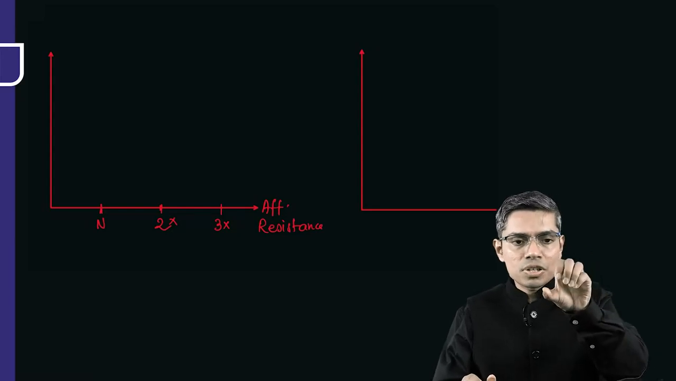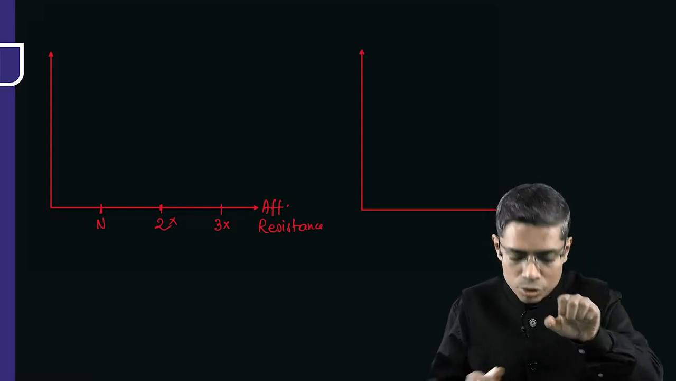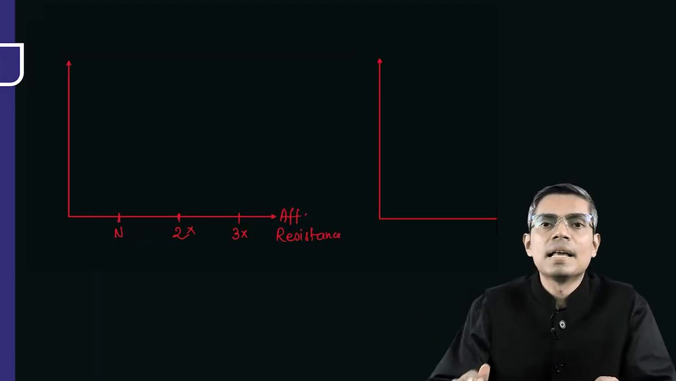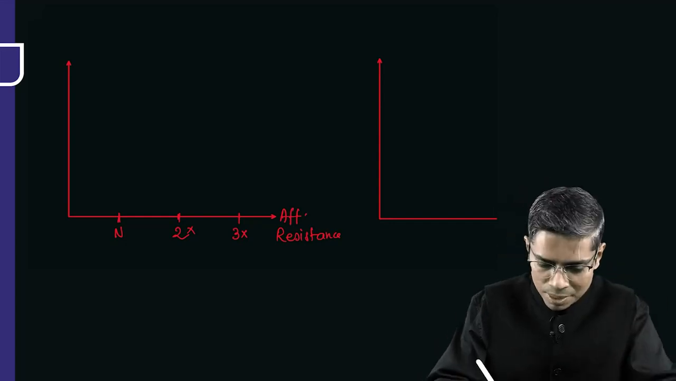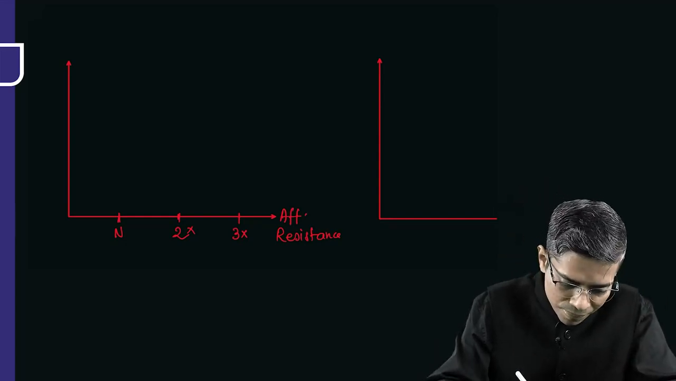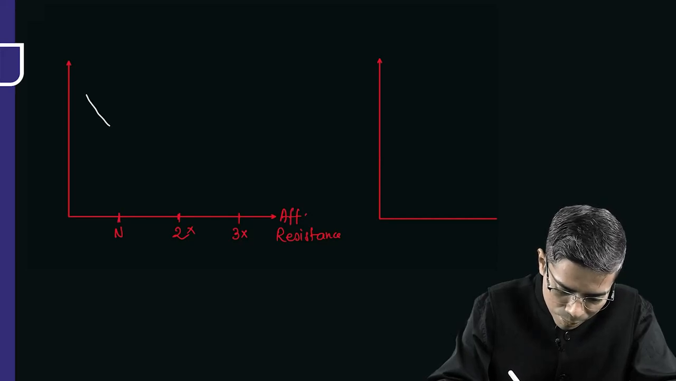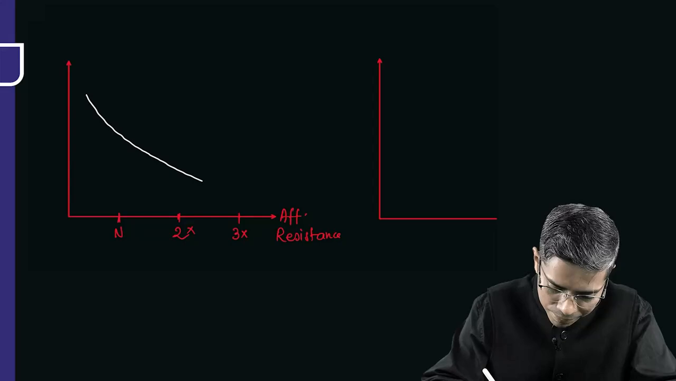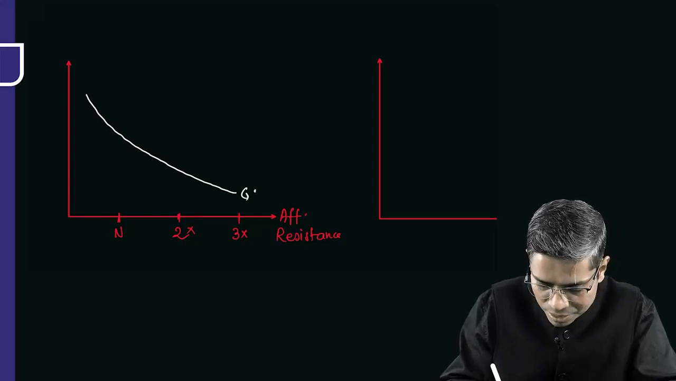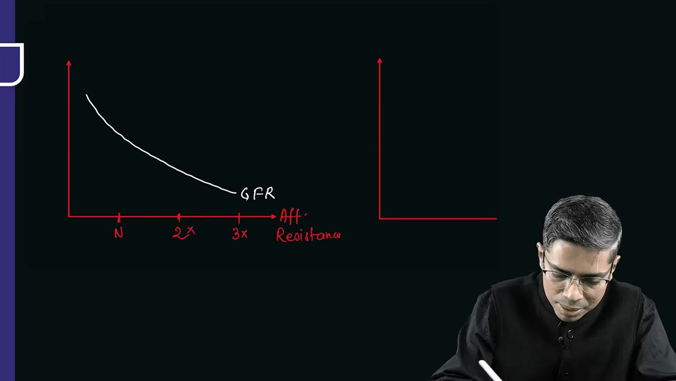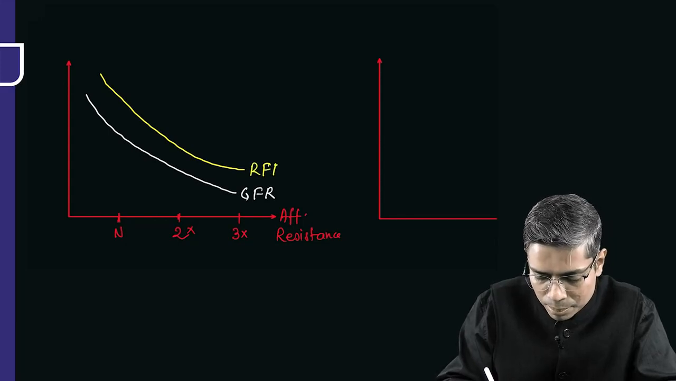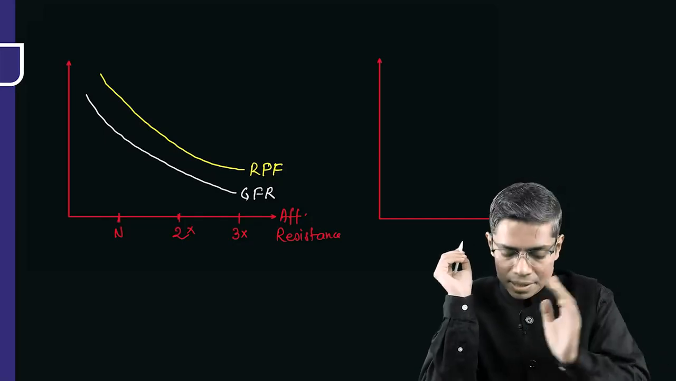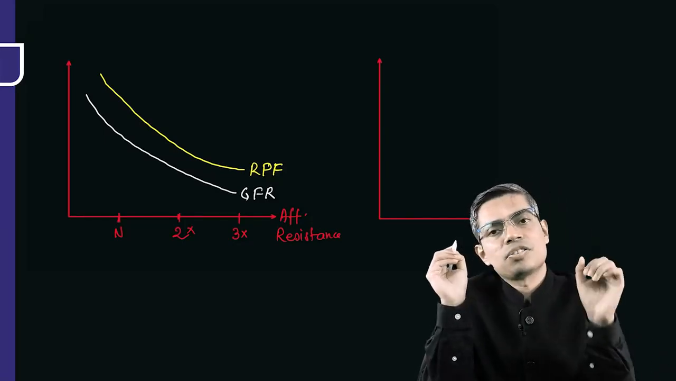So you are causing constriction of the afferent arteriole more and more. So resistance is rising. What will happen to the renal plasma flow and GFR? Tell me. Both of them will reduce. There will be a progressive reduction of the GFR, and there will be a progressive reduction of the renal plasma flow. Very simple graph. This is the typical afferent arteriolar constriction graph.